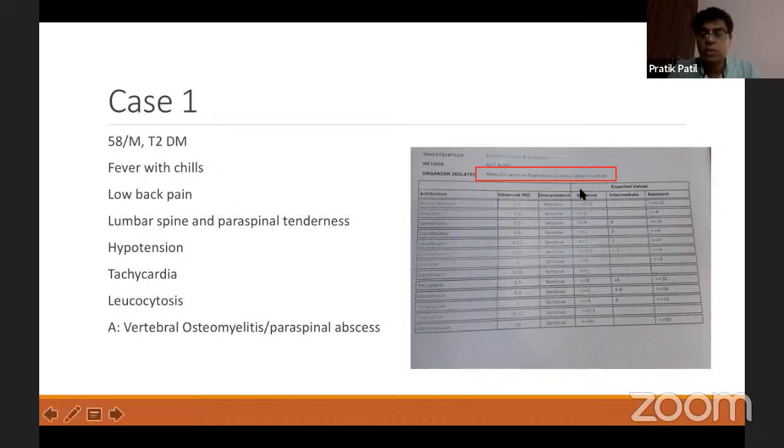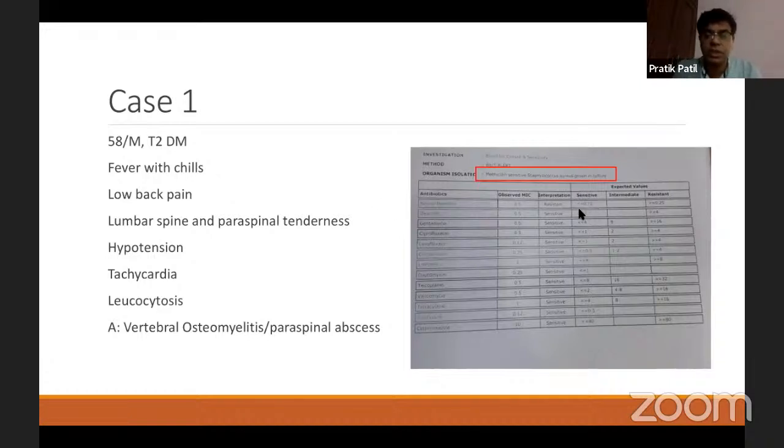Now, another thing, once we know that it is a Staph aureus, we need to know whether it's a Staph which is methicillin sensitive or resistant. If you see carefully, there is no methicillin mentioned in the report here, but it's oxacillin, which is a representative antibiotic for methicillin.